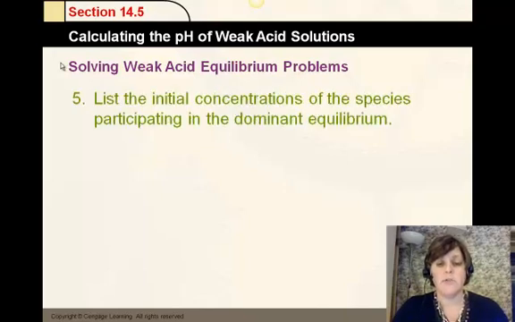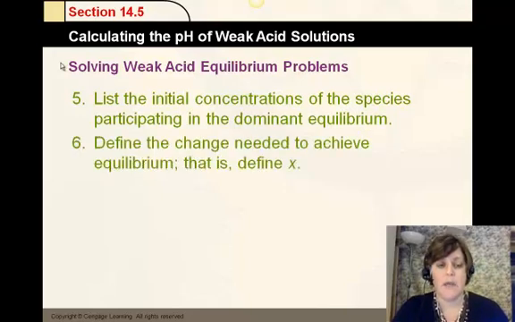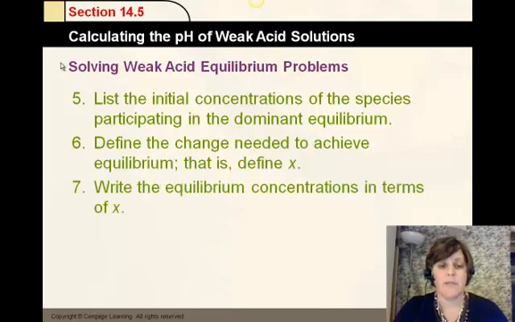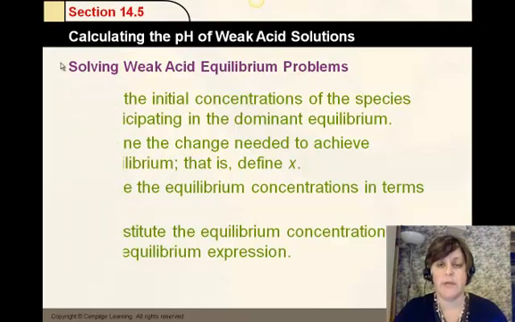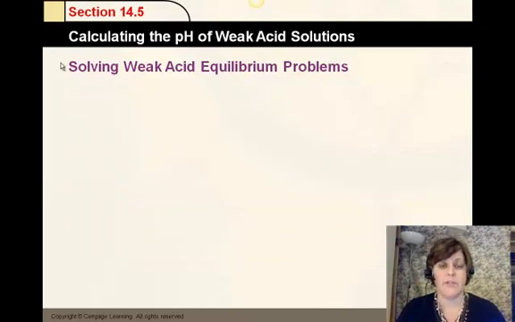List the initial concentrations of the species participating in the dominant equilibrium, in other words, kind of like ICE, you're going to use the I. Define the change needed to achieve equilibrium, that is, define x. Sometimes we have to leave it as x, and sometimes we actually know what x is. Write the equilibrium concentrations in terms of x, substitute, and you're going to subtract. And eventually you're going to get the equilibrium concentrations, at which time you will plug into the equilibrium expression.